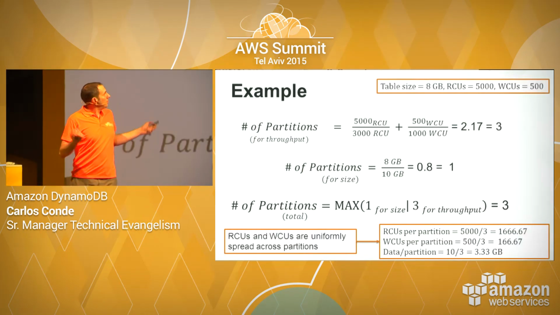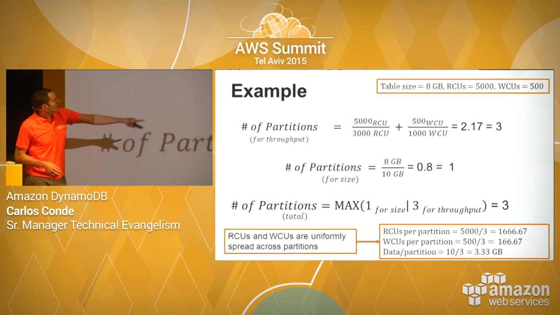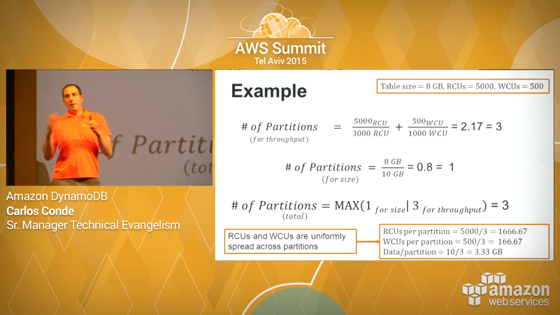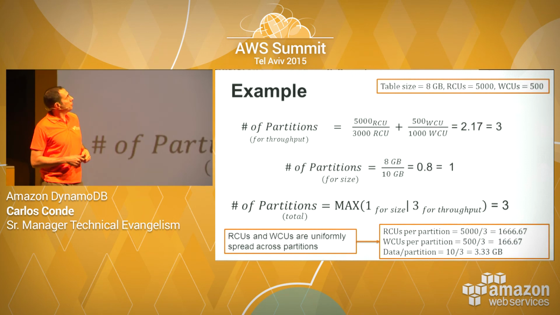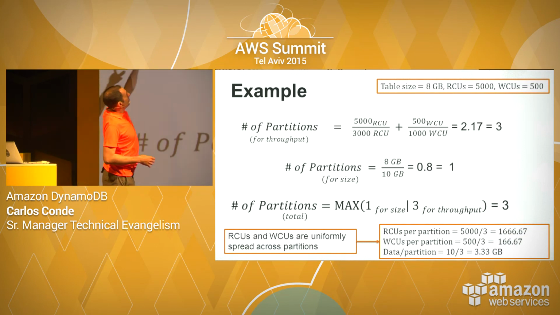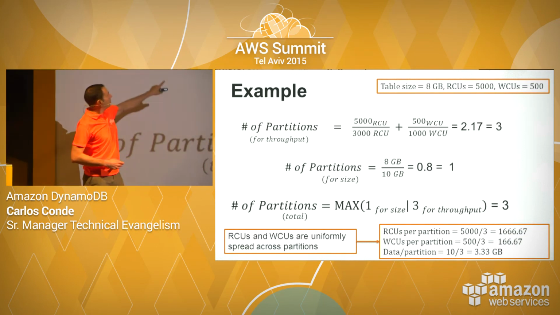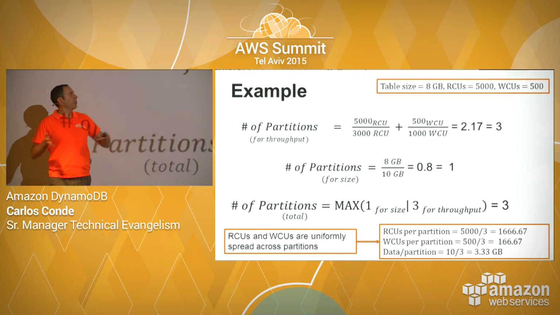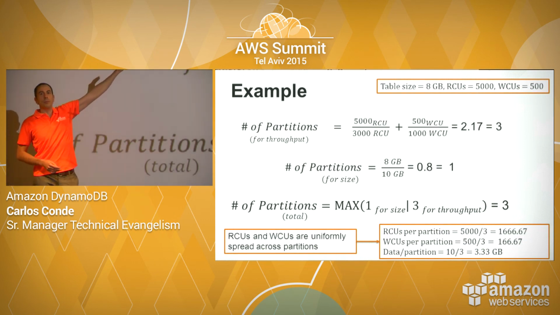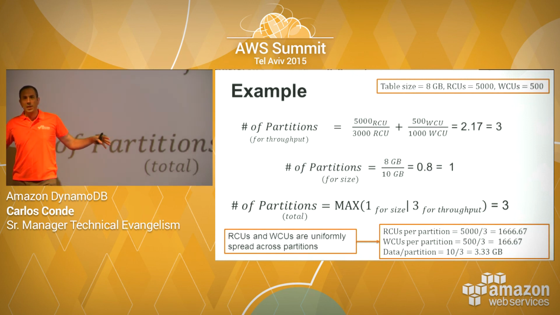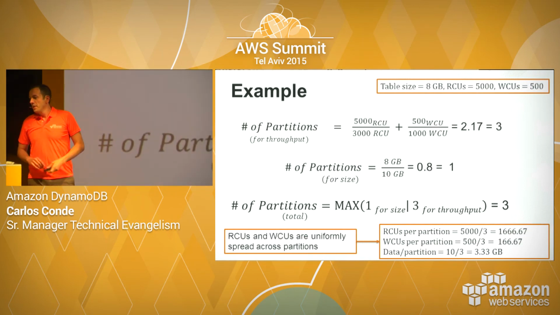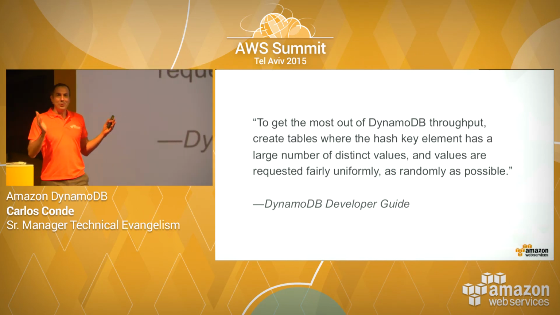So, for example, a computation is this. You take the maximum of both. Let's say that I have a table here, you see at the top, that has 8 gigabytes of data. I'm provisioning 5,000 read capacity units, writes only 500. So the number of partitions for throughput, I see it's 3. The number of partitions for size, 8 gigabytes can fit in one single partition, so it's 1. Okay, so I take the maximum. So this table in this scenario is going to be sharded in 3 nodes. And then the nodes are also going to be replicated on multiple availability zones, but you're going to have 3 partitions.